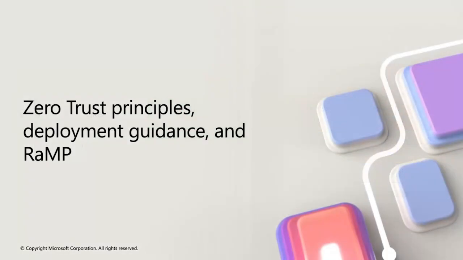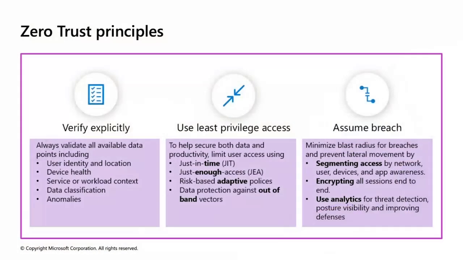Now, when we move ahead, the question is what different kinds of security approaches we have, what different best practice principles we have that will secure my organization, secure my cloud environment. So here we have the zero trust principle. We'll talk about what kind of deployment guide and ramp we have. Let's see. So what is the zero trust principle?